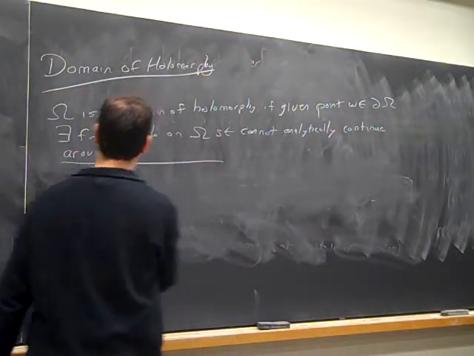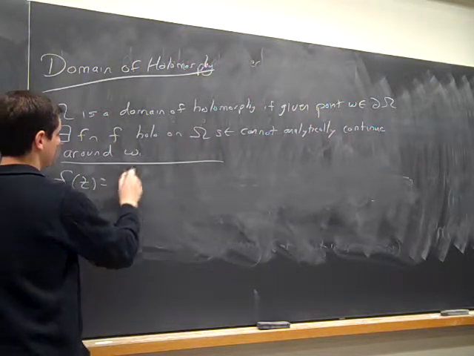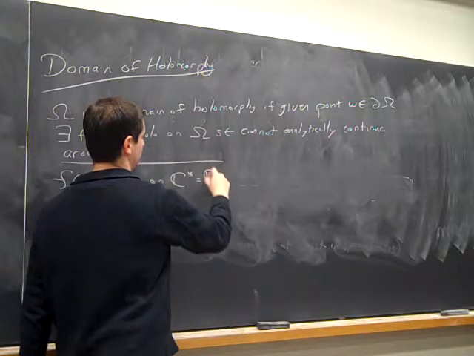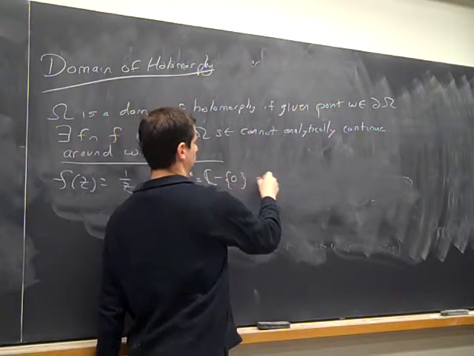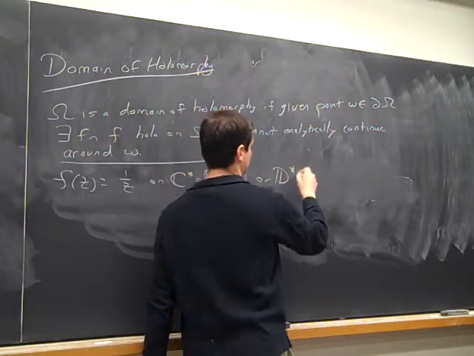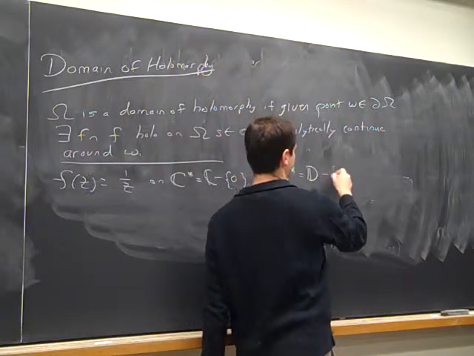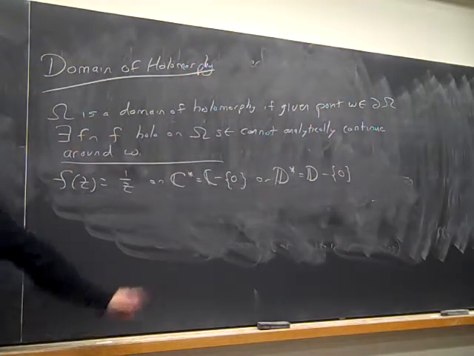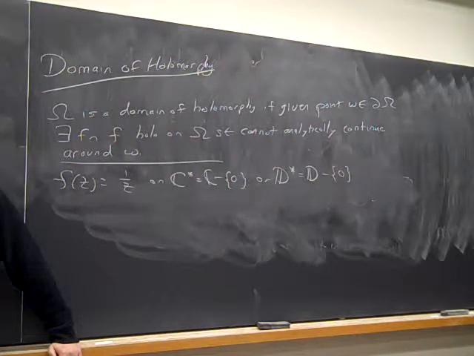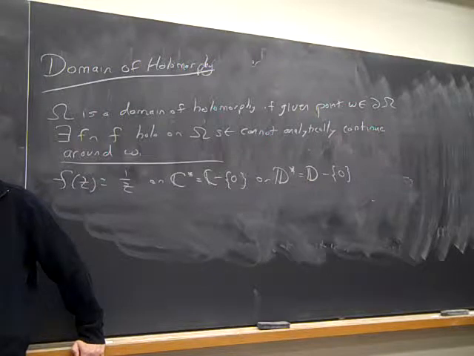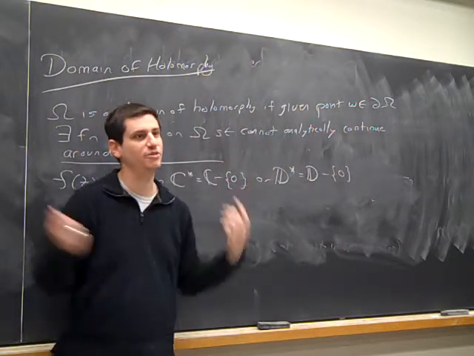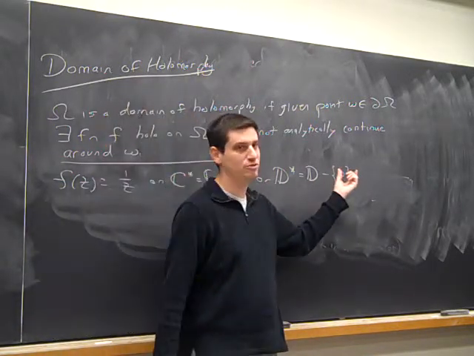Okay? So, if I take f of z equals 1 over z on C star, which is C minus the origin, or D star, which is the unit disk minus the origin, that shows that these are domains of holomorphy. I have a function that's holomorphic that I can't extend. Now here, the only boundary point of C minus the origin is the origin, so it's very easy. Here, well, I've got the boundary of the disk.